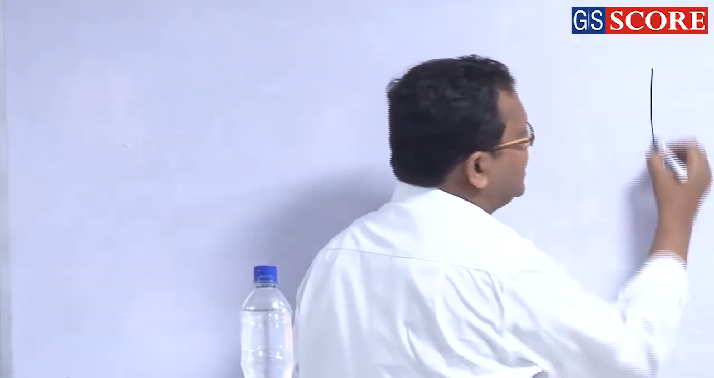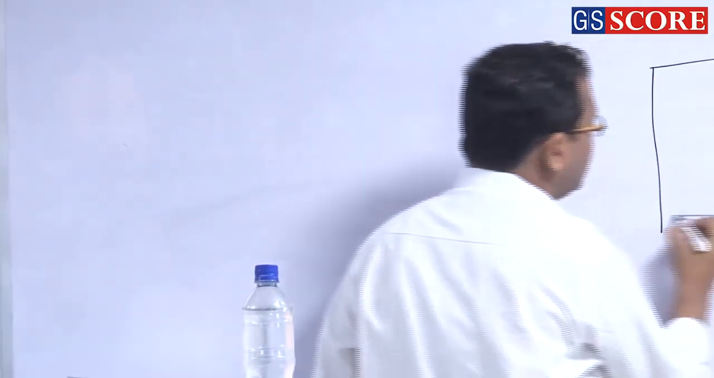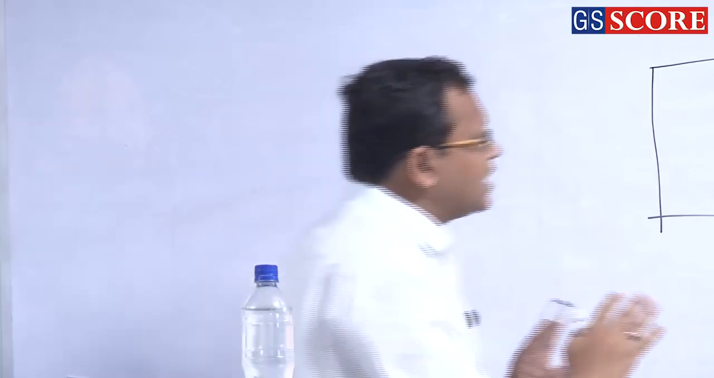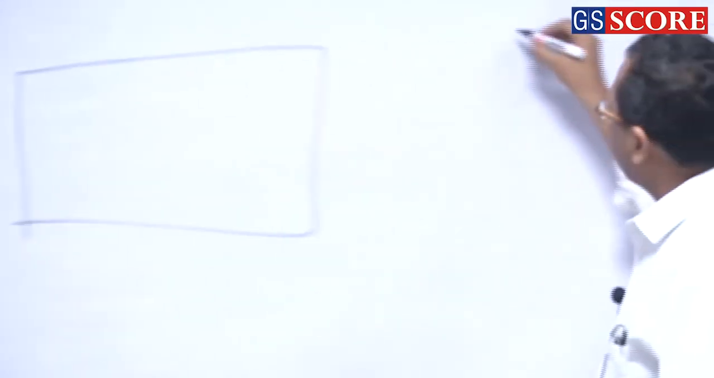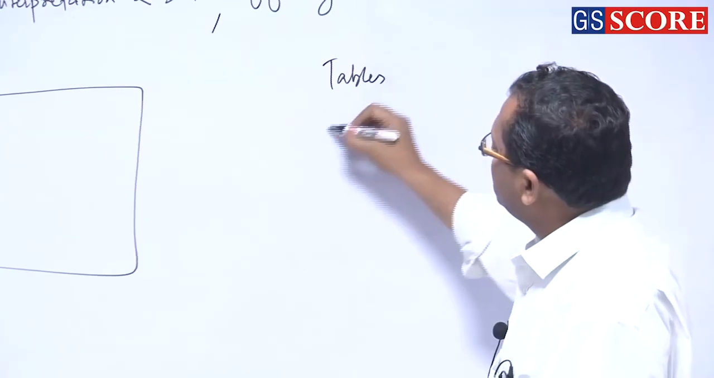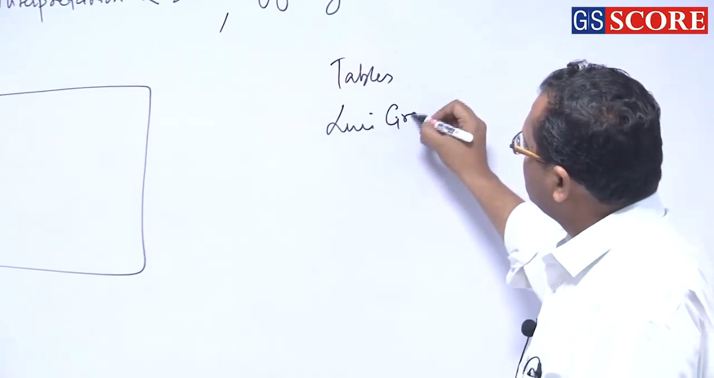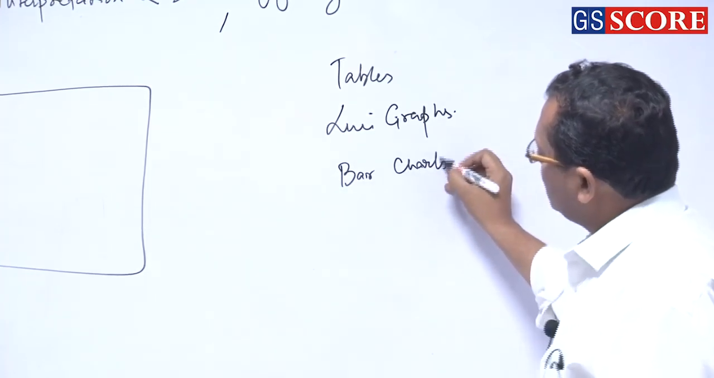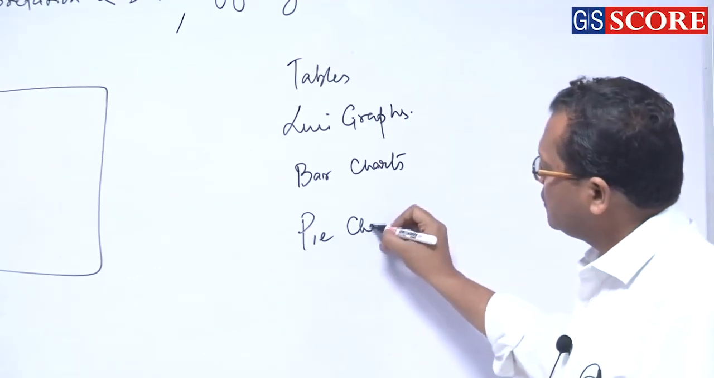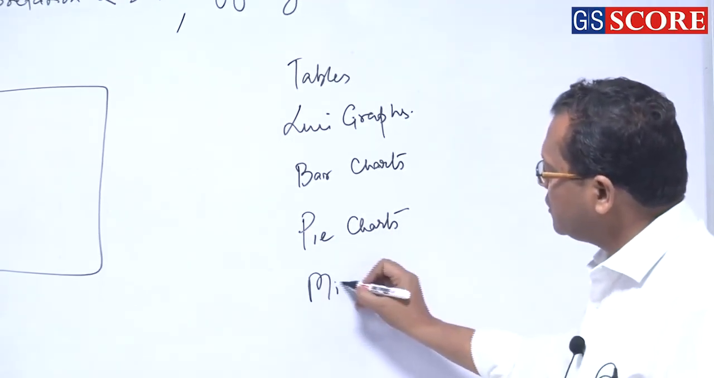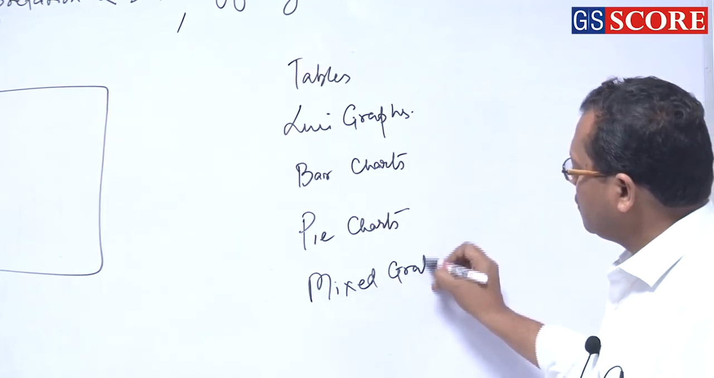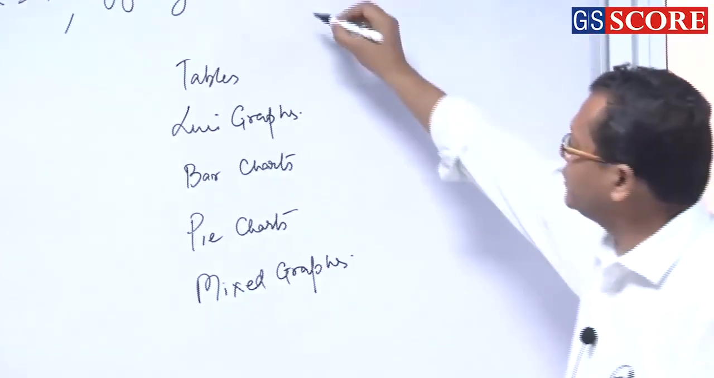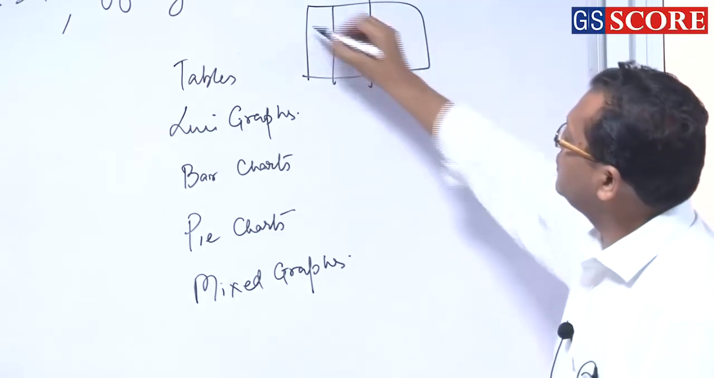I am drawing a basic table, because whenever you get data, it is in a comprehended form. You have to arrange the data in basic formats. The basic formats are tables, then line graphs, then bar charts, and then pie charts, and mixed graphs as well. Tables mean the data is given in the form of a row-column format. This is the basic format of a table.